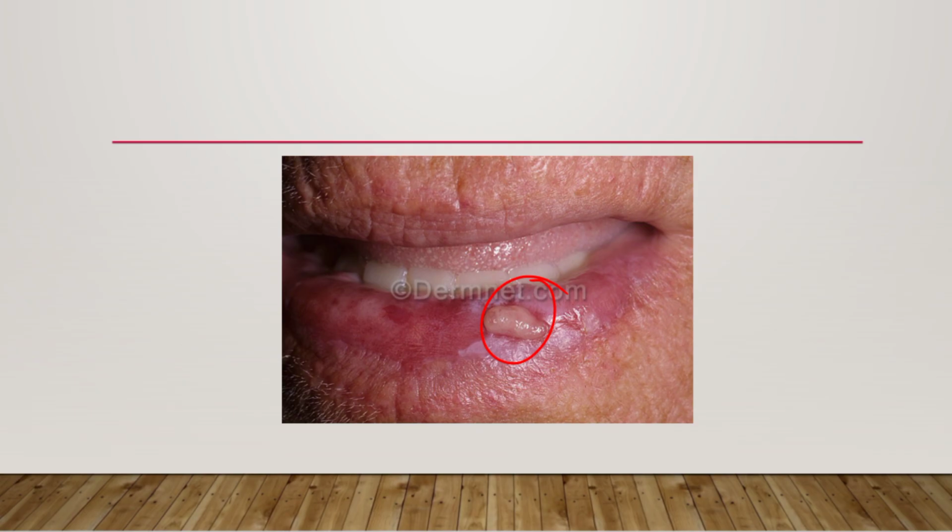So we have discussed geographic tongue, actinic cheilitis we have also discussed. Okay, then we have also discussed nicotine stomatitis.